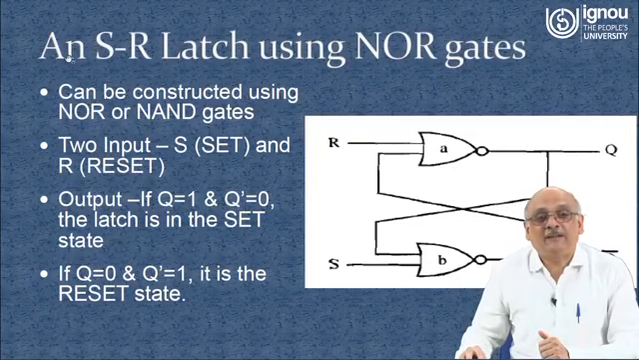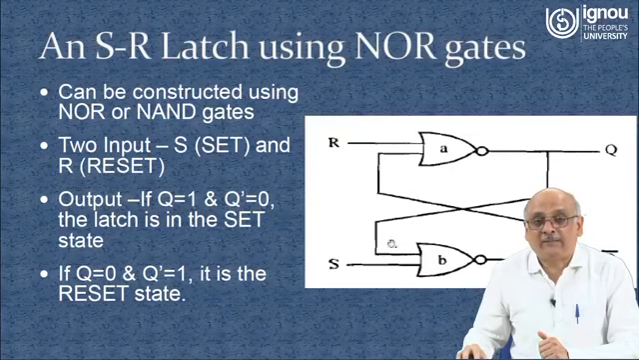What we are watching is an SR latch using NOR gates. This is a latch represented with the help of two NOR gates. There are two inputs to this particular latch, named S and R. The S input is named the set input and the R input is named the reset input. Why? We'll talk about it a little later.